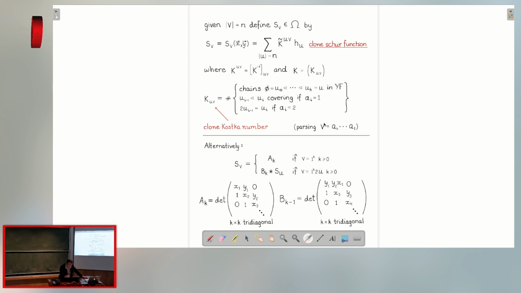So if I parse v in terms of its digits a_i, then the jump between the words u_{i-1} and u_i will be a covering relation if the corresponding digit of v is 1, and if the digit of v is 2, then u_i will be obtained from u_{i-1} by putting a prefix of 2. So you're allowing a jump of more than 1 at that point.